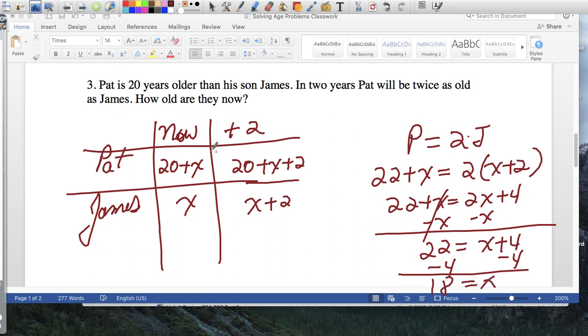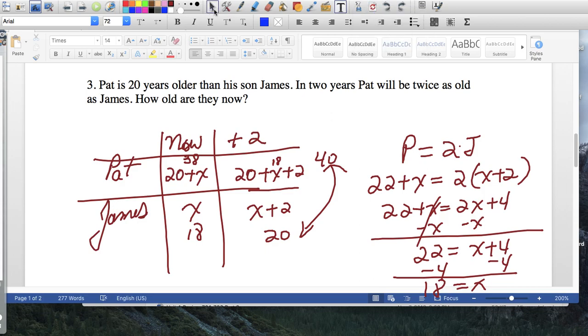And you can go back here, substitute. So James is 18. Pat's 20 plus 18, which is going to give 38. And let's see if in 2 years, she's really twice as old. So in 2 years, James is obviously going to be 18 plus 2. So in 2 years, James is going to be 20 years old. And in 2 years, Pat's going to be 20 plus x, which is 18, right? If you put 18 over here, you get 20 plus 18, which is 38, plus 2 is 40. And you can see that indeed she's double his age, if Pat is a girl.